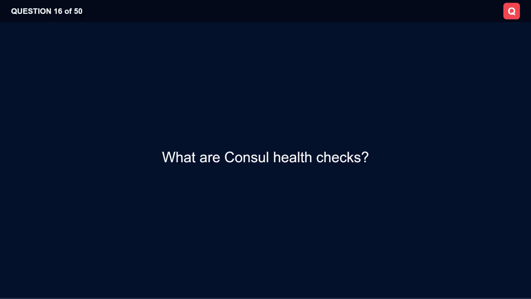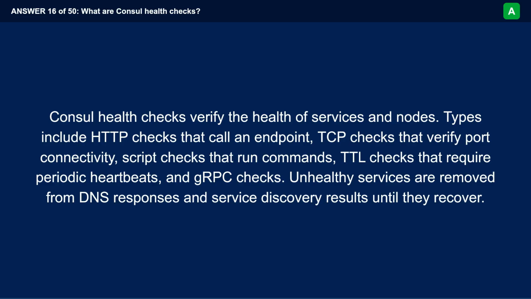What are Consul health checks? Consul health checks verify the health of services and nodes. Types include HTTP checks that call an endpoint, TCP checks that verify port connectivity, script checks that run commands, TTL checks that require periodic heartbeats, and gRPC checks. Unhealthy services are removed from DNS responses and service discovery results until they recover.